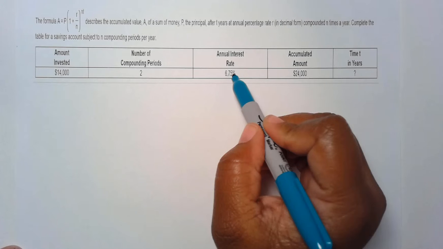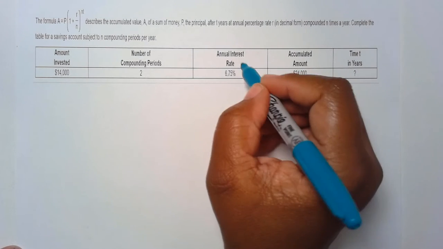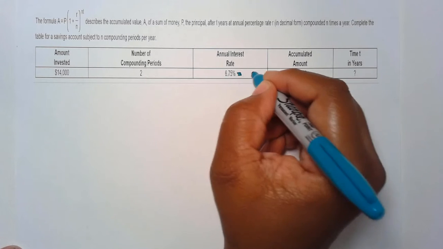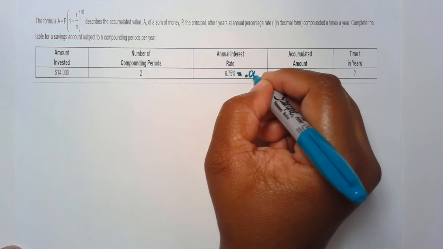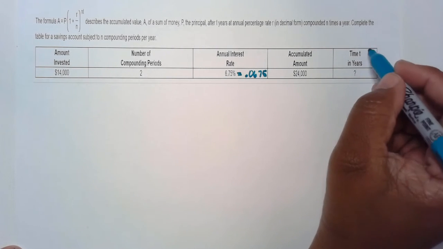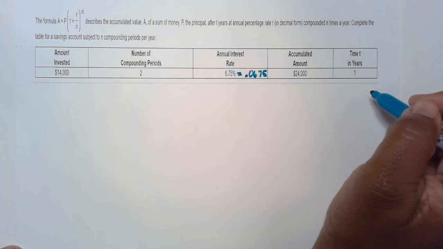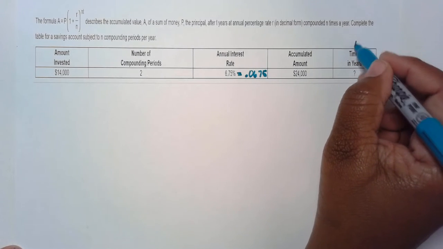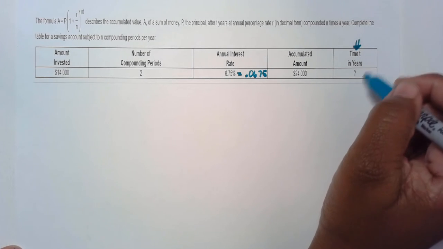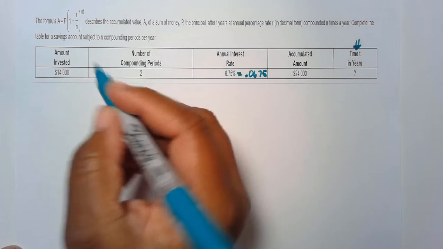Now, one thing I always say: anytime we're dealing with a word problem and it has a percent, you want to make sure you convert that to a decimal. So this is going to be 0.0675. The question is asking us, how long did it take us to invest this money? This is what we want to find, time t in years.